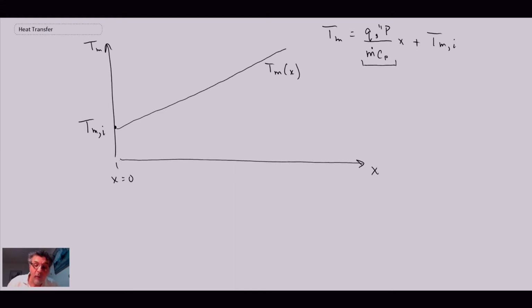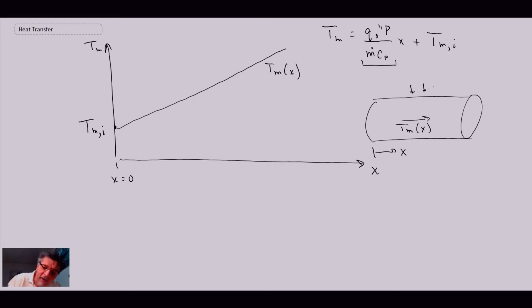Now, what else can we extract out of this? Looking at our pipe, so here's our pipe. We've just determined a way to express the bulk temperature in the pipe as a function of position. We have the case of constant heat flux, so we have q_s double prime equals constant. Another piece of information that we're interested in is the wall temperature. What is happening with the wall temperature, T_w as a function of x? What is going on there?